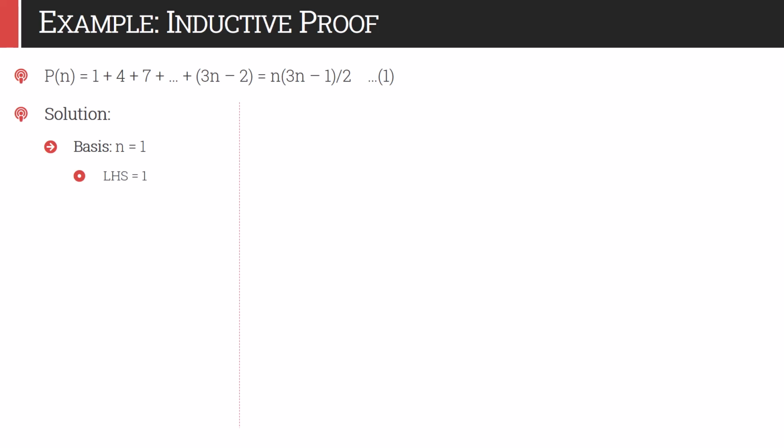Consider n equal to 1. Left hand side would be 1 only, because we have to take only the first value of this entire sequence. On right hand side, if we replace n by 1, then that would be 1 into (3 into 1 minus 1) divided by 2. So ultimately that is also 1. Here we can see that LHS is equal to RHS, and hence it is true for P(1).